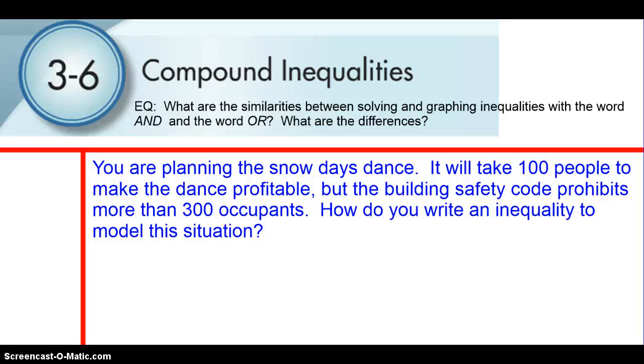Hey everybody, welcome to your notes. We're doing section 3.6 today, which is compound inequalities. So please take out your notebook and get your notes started.